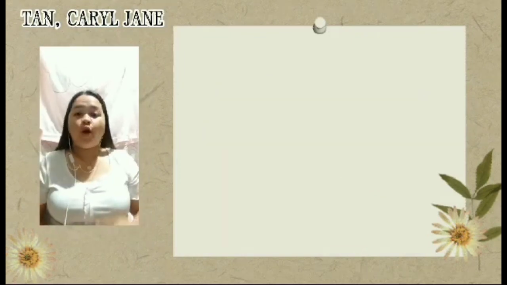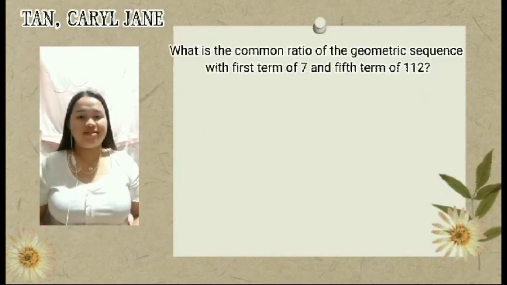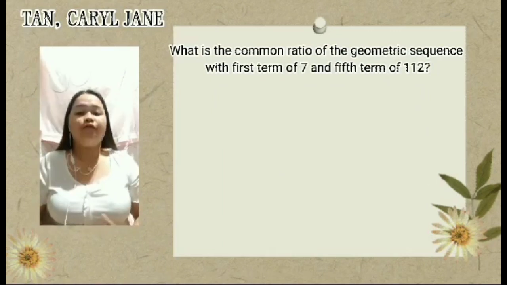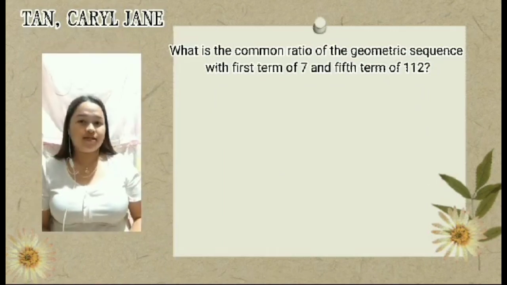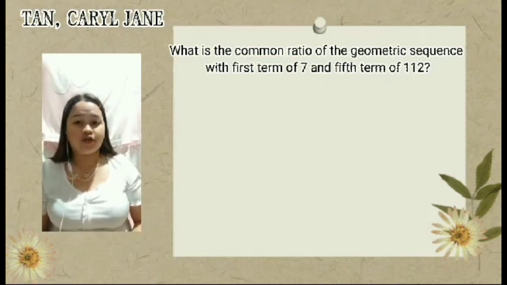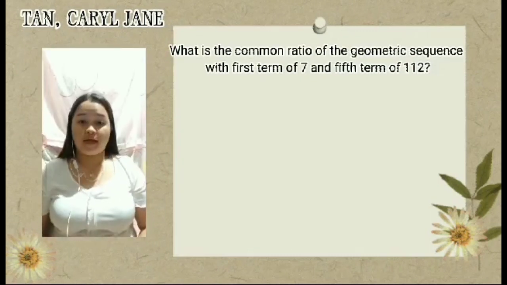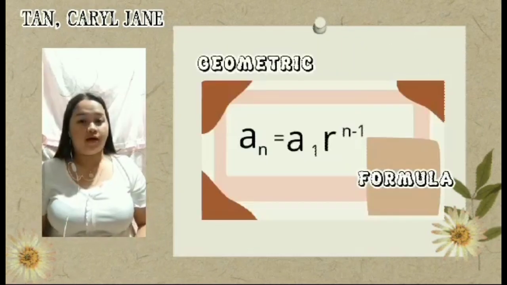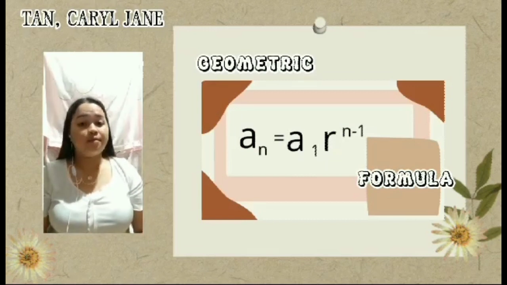The example is, what is the common ratio of the geometric sequence with first term of 7 and fifth term of 112? As you can see, the solution is given. And obviously, we are looking for the common ratio with the first term of 7 and the fifth term of 112. And since this is geometric, let's use the geometric formula: a sub n is equal to a sub 1 multiplied by r raised to n minus 1.